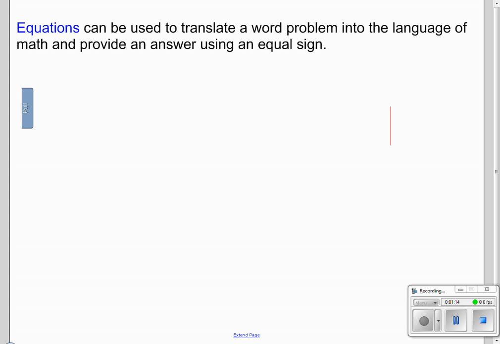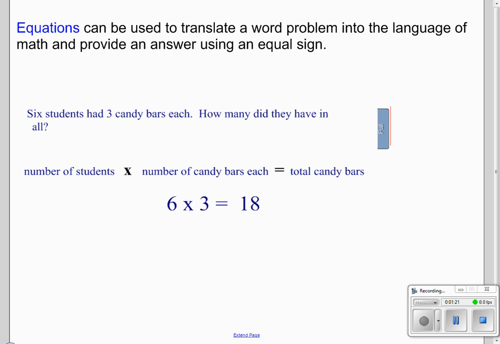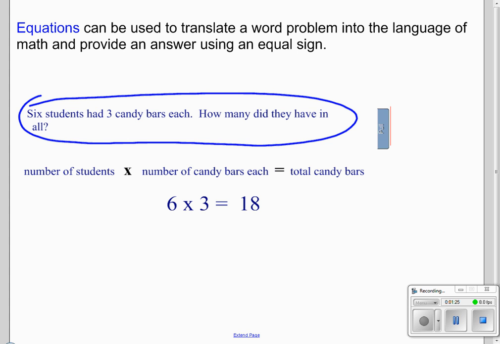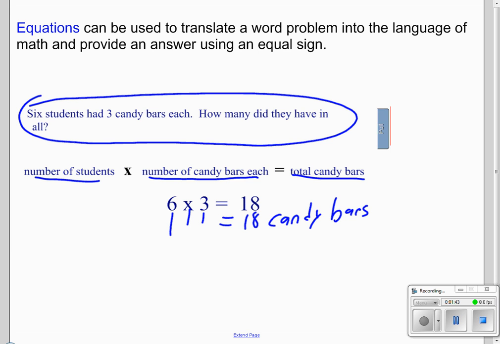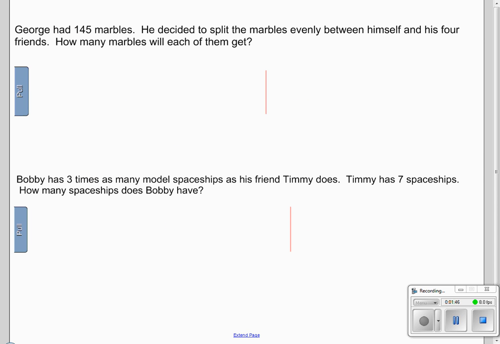Equations can be used to translate a word problem into the language of math and provide an answer using an equal sign. Very complicated sounding thing to do something really kind of simple. And we'll keep this really easy at first. 6 students had 3 candy bars each. How many did they have in all? Well, the number of students times the number of candy bars each is total candy bars. 6 times 3 equals 18 candy bars. It is that simple.